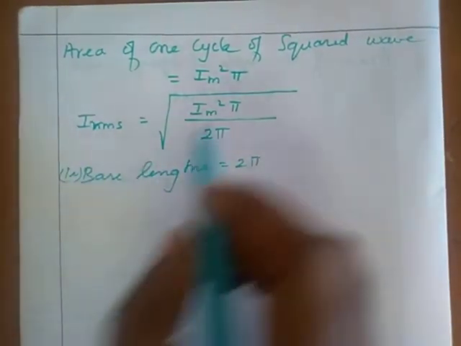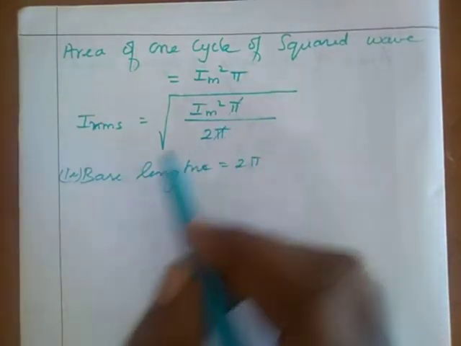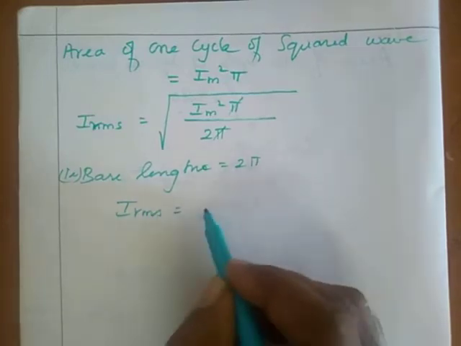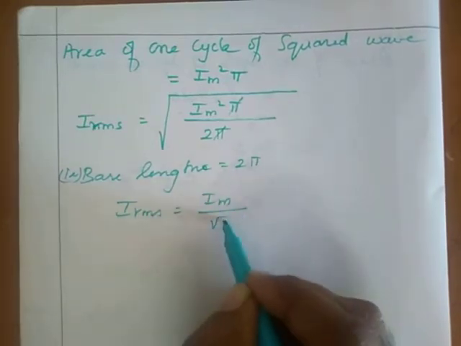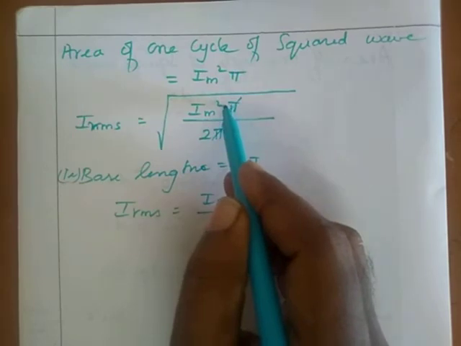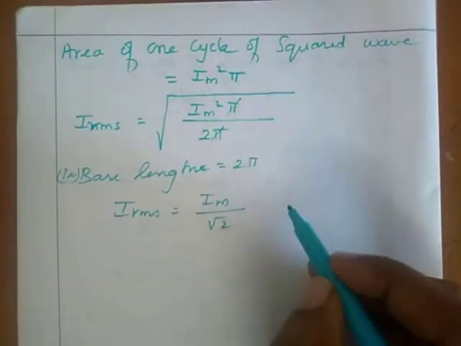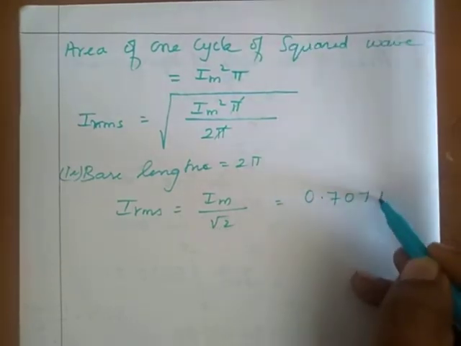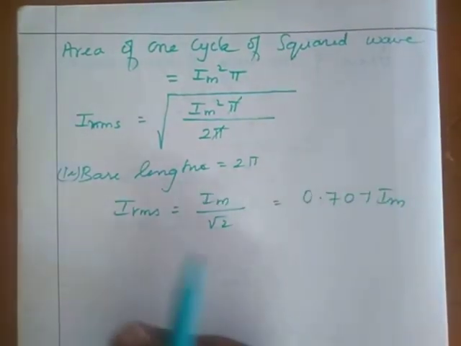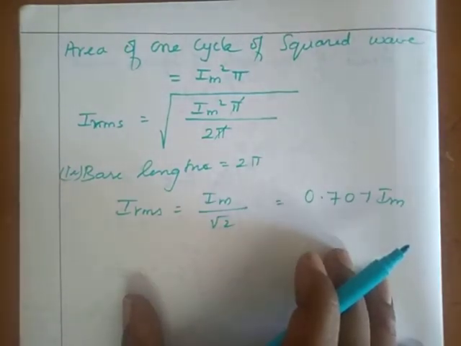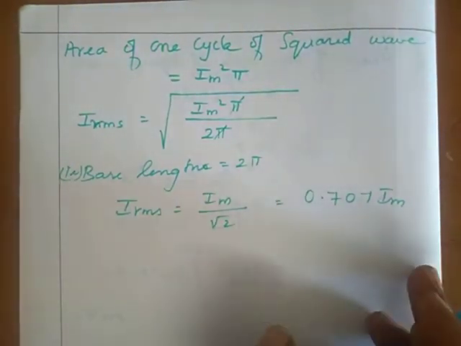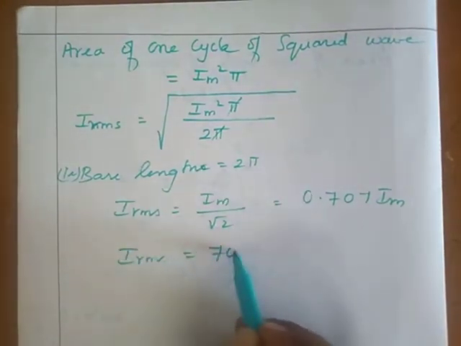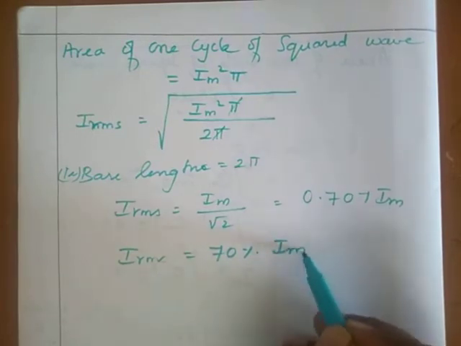Then pi is going to cancel, and we get the expression Irms is equal to Im by root 2. The root and square cancel, then it became root 2. After solving this we get 0.707 Im. From this expression we found that the RMS value of the current is 70% of the peak value of the current.